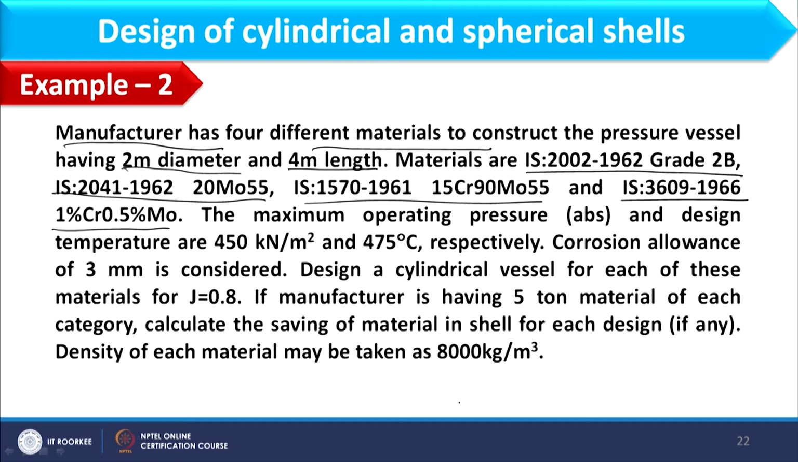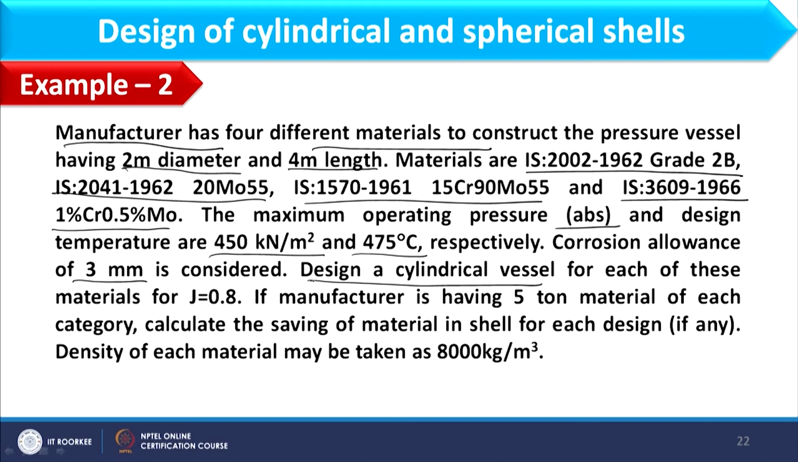So, all these 4 materials are used to construct the pressure vessel. The maximum operating pressure absolute and design temperature are given as 450 kilonewton per meter square and 475 degree Celsius. Corrosion allowance of 3 mm is considered.